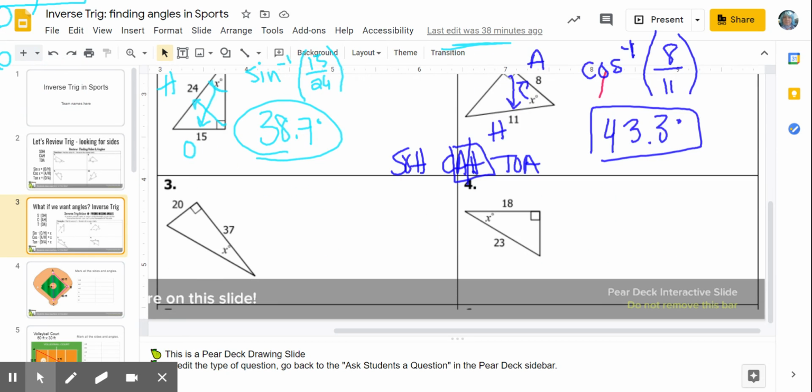If you haven't already gone on to 3 and 4, try 3 and 4. Label your O, your A, and your H. And then figure out which function you're going to use.